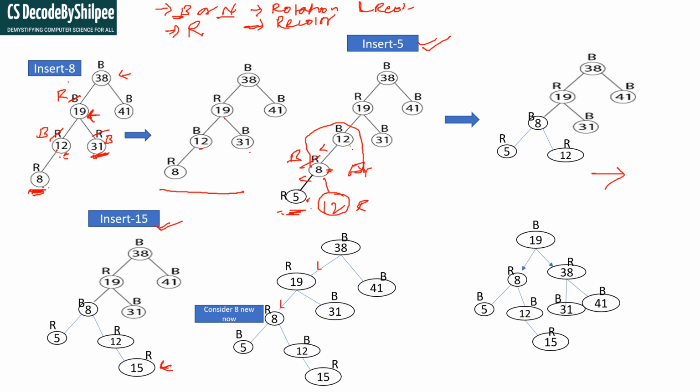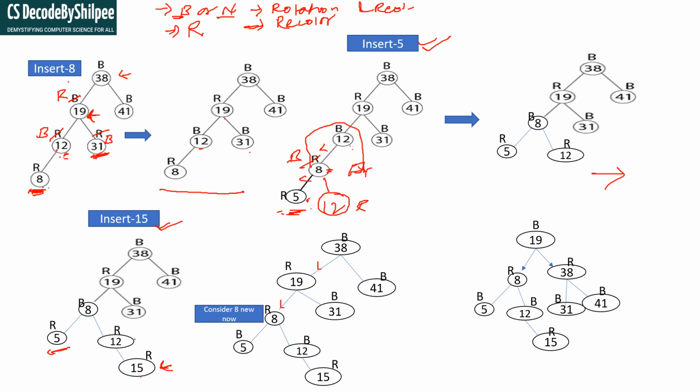You have to check the uncle of 15. Who is the uncle of 15? The uncle of 15 is 5. The parent of 15 is 12 and 12's brother is 5. So 5 will become the uncle of 15. So their color is black. Then what will you do?